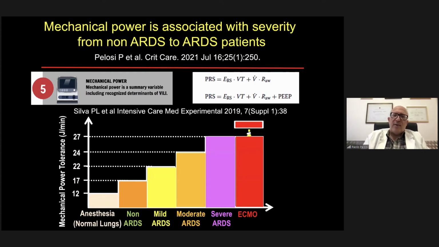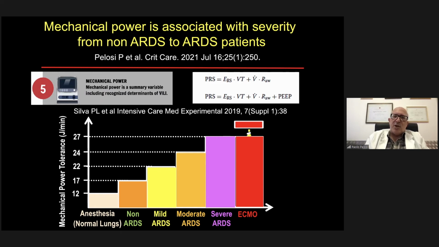So we know that we have different thresholds, from anesthesia to more severe patients, to determine those patients who can maintain that particular level of mechanical ventilation. And as you can see here, in non-ARDS patients, we should not exceed 17 joules per minute. And in ARDS, especially severe ARDS, we should think about ECMO, in my opinion, when mechanical power tolerance is above 27 joules per minute.